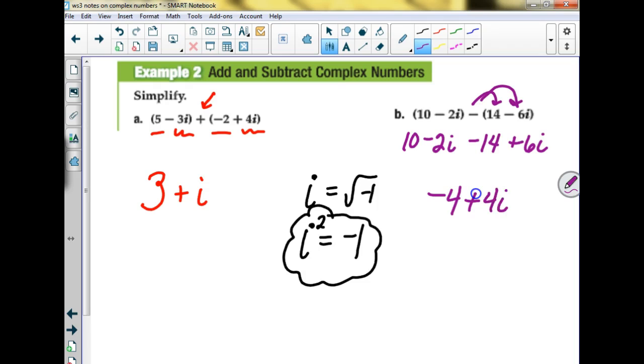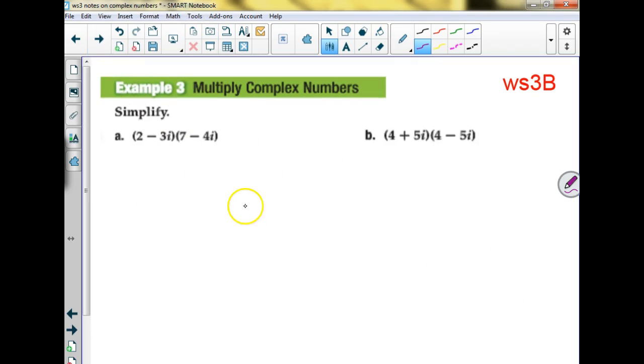Plus 4i. Now, if you wrote 4i minus 4, I wouldn't count it wrong. But the proper form for any complex number is real plus or minus the imaginary part, okay? I'm not picky, but just letting you know.